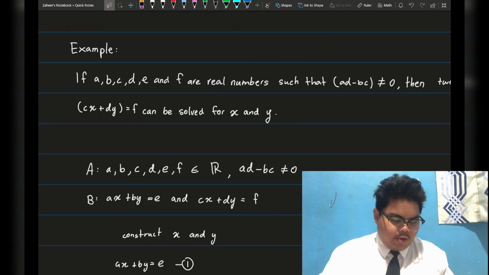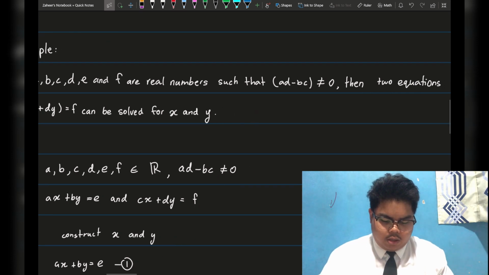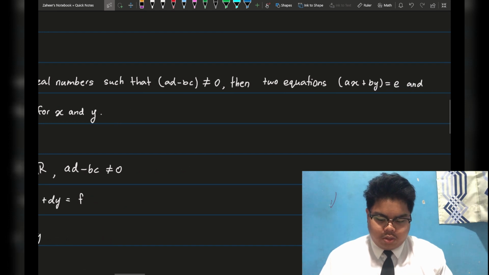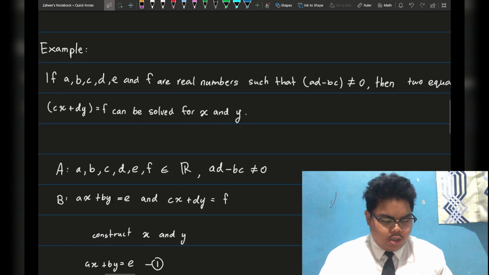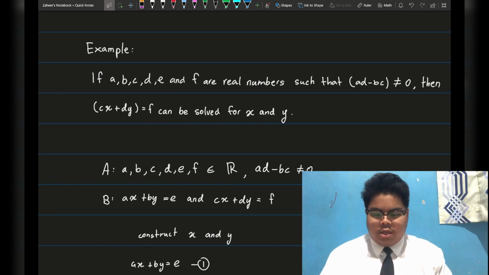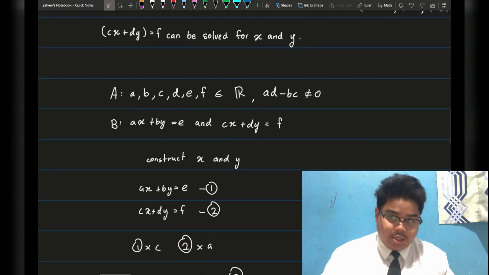For example, if A, B, C, D, E, and F are real numbers such that AD minus BC is not equal to 0, then the two equations AX plus BY equal to E and CX plus DY equal to F can be solved for X and Y. So we need to identify our object and something that happens.